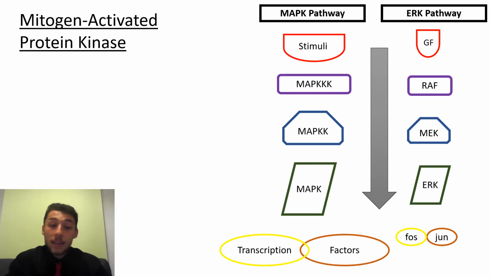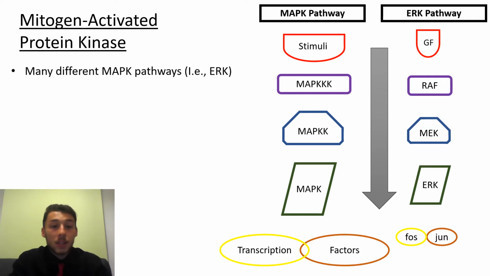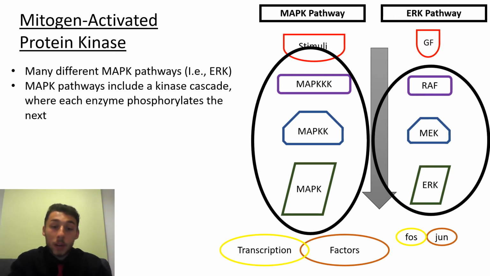Mitogen-activated protein kinase, or MAPK, pathways are an umbrella term used to describe many different cell signaling pathways, much like rock and roll is a term to describe a large genre of music. For this video, we will be using the extracellular signal-regulated kinase, or ERK, as our specific example of a MAPK pathway. Now, all MAPK pathways follow the same general progression, known as a kinase cascade.